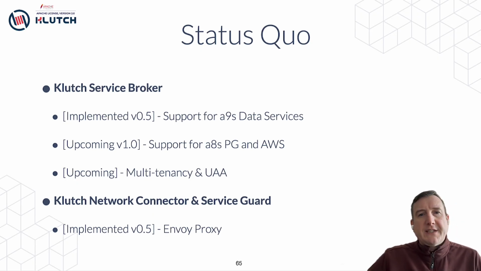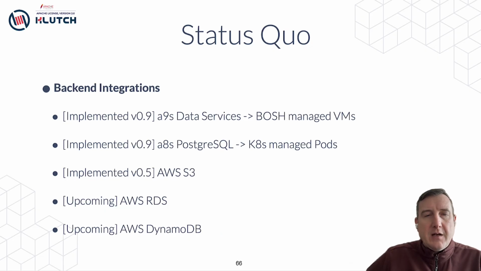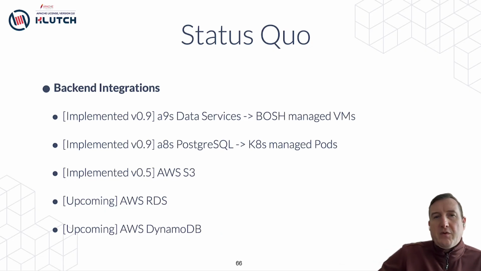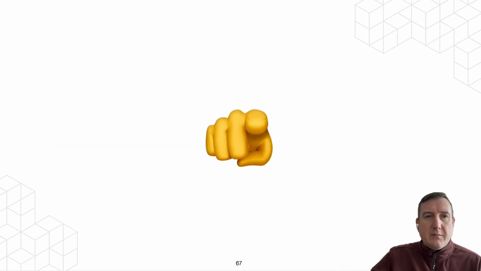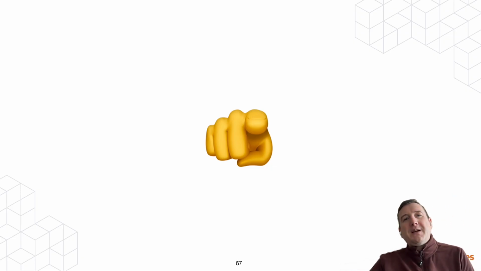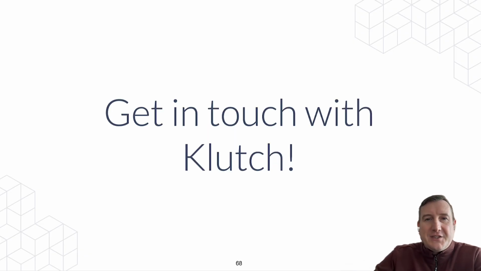The Klutch network connector and service card will also be enhanced as it is currently in an early stage version. Backend integrations are available for the anynines data services, the ADAS Postgres at the moment. Also, AWS S3 is there. Upcoming is RDS and DynamoDB. But as this is open source, you are free to implement your own automation backends, and get in touch with Klutch.